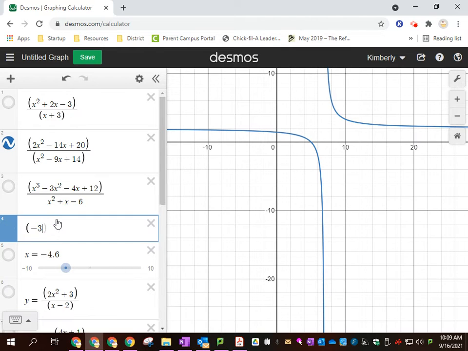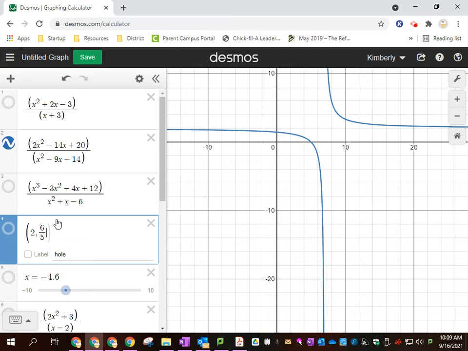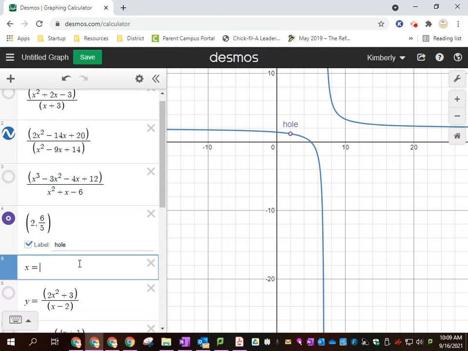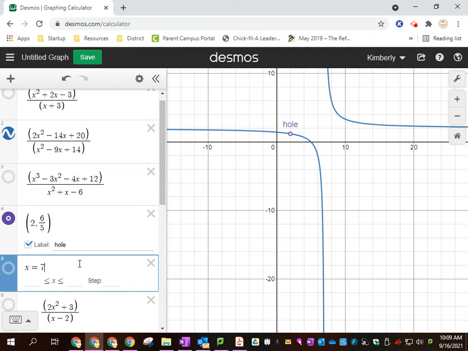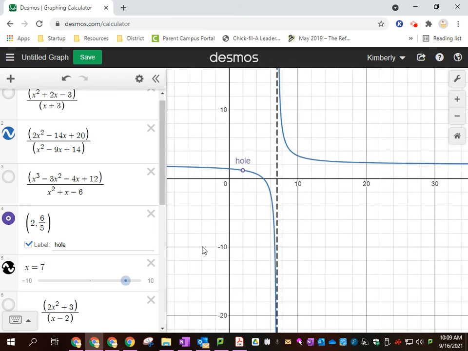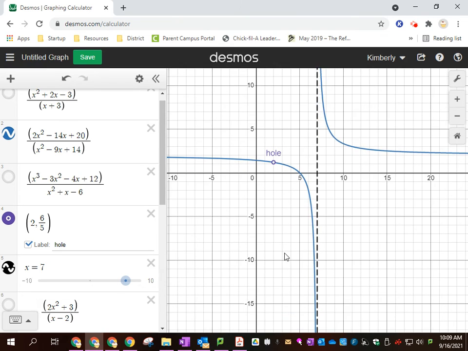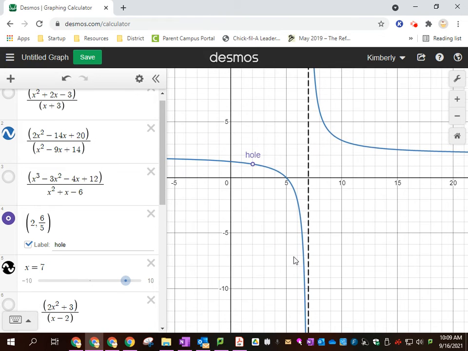My hole is at 2, 6 over 5. I'm going to put it on here for us. There we go. And let's go ahead and correct the asymptote. So my asymptote was at 7. All right, so let's look a little more closely at the graph to see if we can kind of hash out why that domain is doing what it is doing.